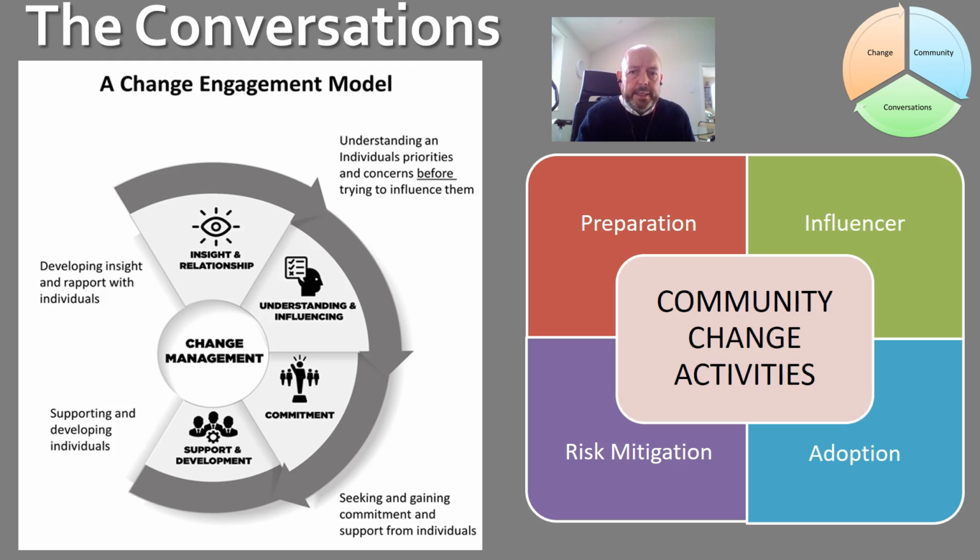Influencer is then engaging with the key people in the community, the influencers, the super connectors, the leaders in the community. Adoption is then the change activities themselves that will move people directly up the adoption ladder. And the final class of activity, it's often forgotten about, is the risk mitigation activities. What are you going to do in your change program to mitigate the most obvious risks that could derail it?